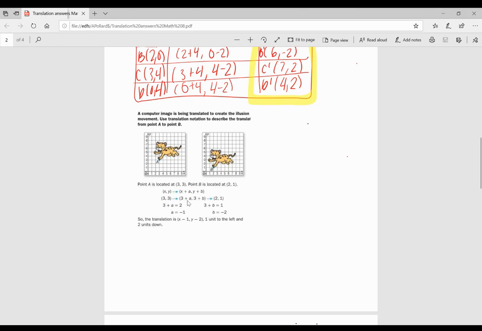So we know that 3 plus a has to equal 2 from our translated formula, and 3 plus b has to equal 1. So when we do that, we subtract 3 over and we get negative 1. We subtract 3 over, we get negative 2. So now all we want is this part here. So we got our a is negative 1, our b is negative 2. We plug them in, and that's our answer. So you see that we go 1 unit to the left and 2 units down.